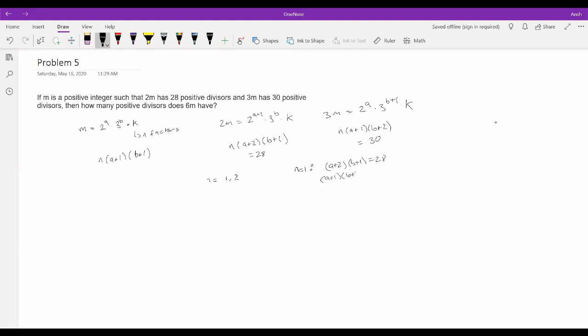And since we know that a and b are integers, we can just test some numbers. So you can see that 28 can be written as 4 times 7, whereas 30 can be written as 5 times 6. So this will give us a solution where a is equal to 5 and b is equal to 3.